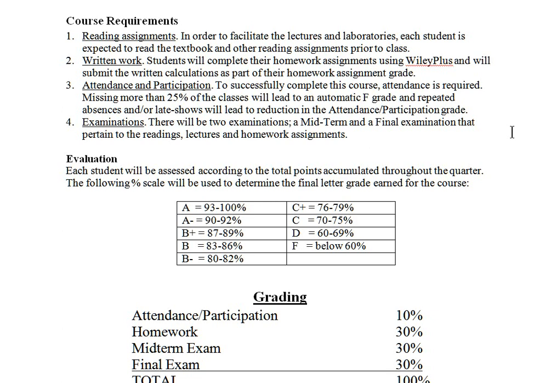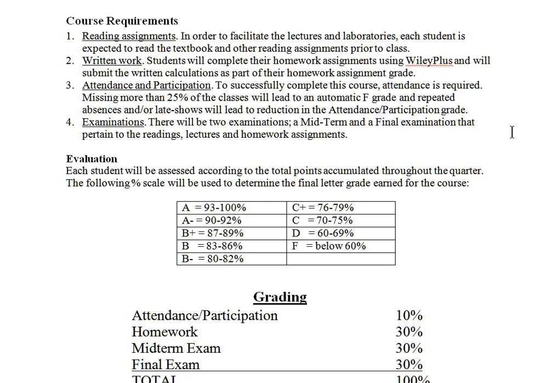The written work will be calculations, solving problems, similar to other classes that you may have had in engineering. And then when you come up with a solution, you will submit the solution into Wiley Plus, and you can immediately check whether that solution is correct or not. That will be graded, and then your written work you will submit to me. I will grade that as well, and so you have a two-part grade to your homework grade.